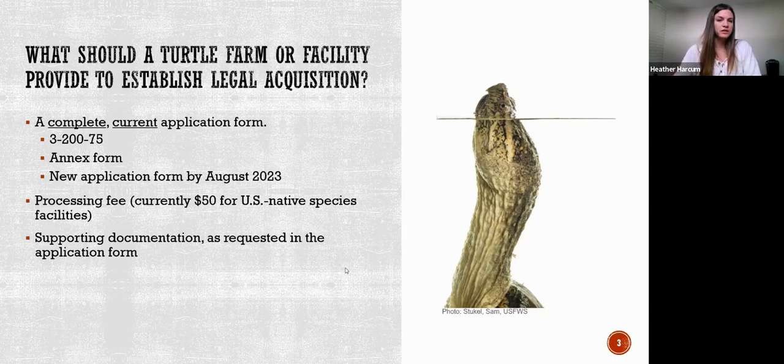A processing fee is currently required. It's currently $50 for U.S. native species facilities, and then any supporting documentation, which we'll get into.